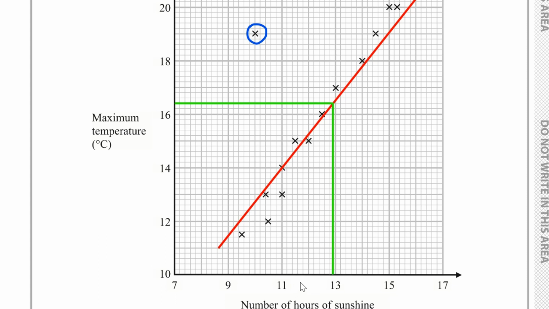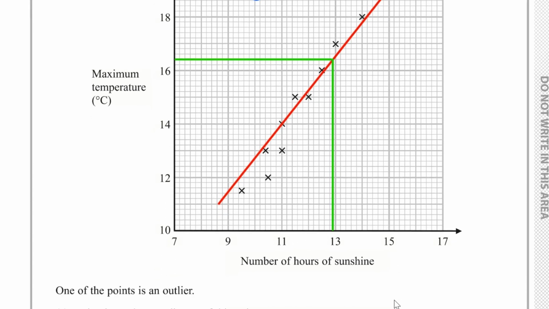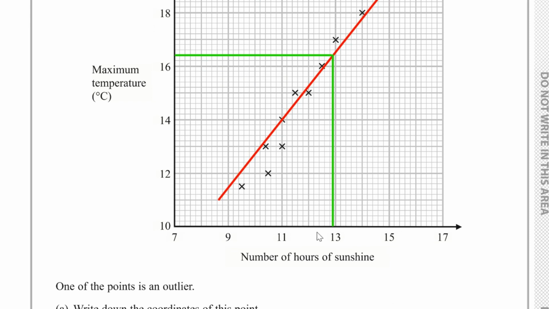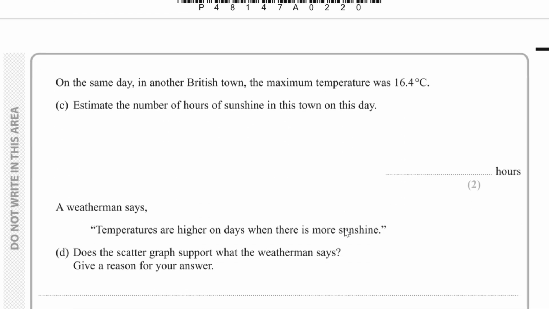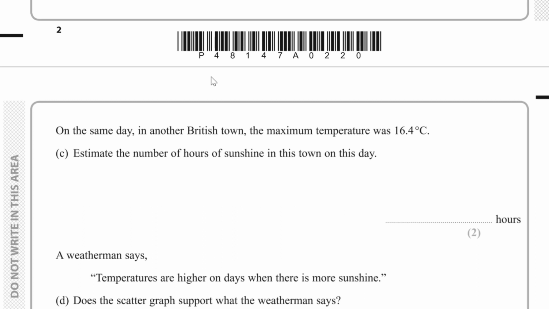So when we come to think about the number of hours of sunshine we have, you can see here we've got 12.9 hours. So therefore we have 12.9 hours of sunshine on this day.